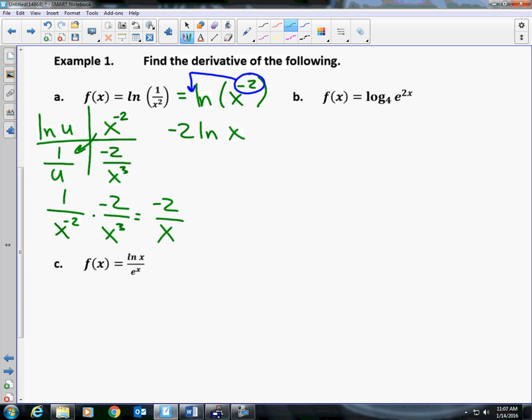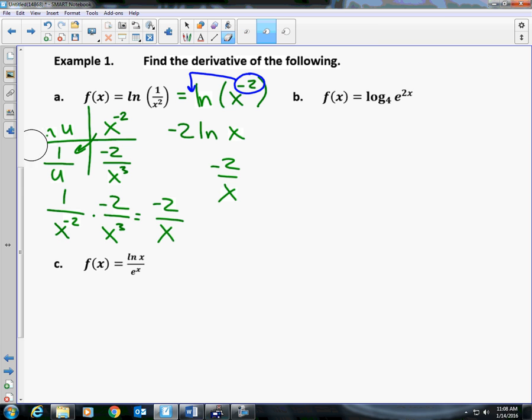What's the derivative of natural log of x? 1 over x. So what's the derivative of negative 2 natural log of x? Negative 2 over x. Easier, right? Okay, but you have to be able to look at it and recognize that you can do that then. Okay?